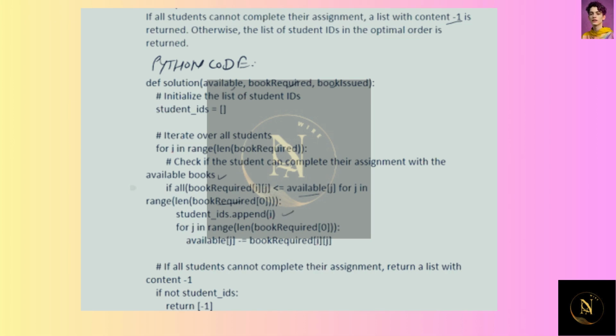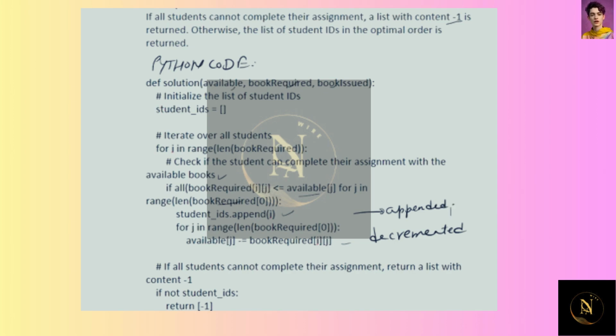For j in the range length of book required, from the available, the book will be reduced because this available book is given to the student. So the student got the book, and this will be decremented and it will be appended. This list with the student ID will be appended.